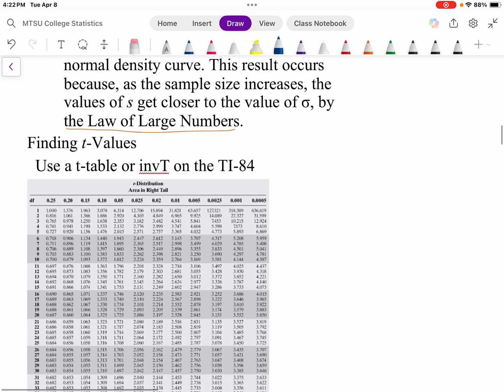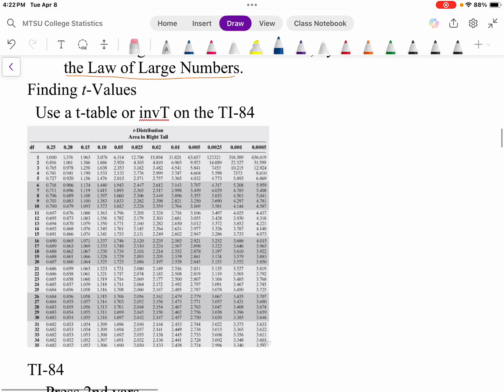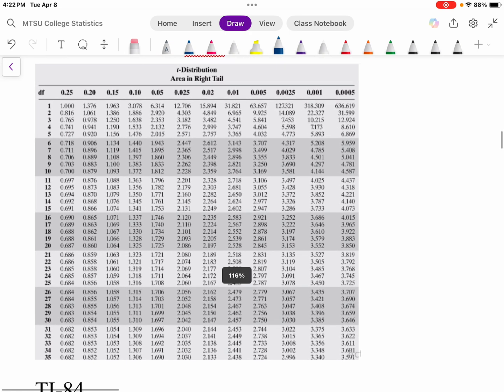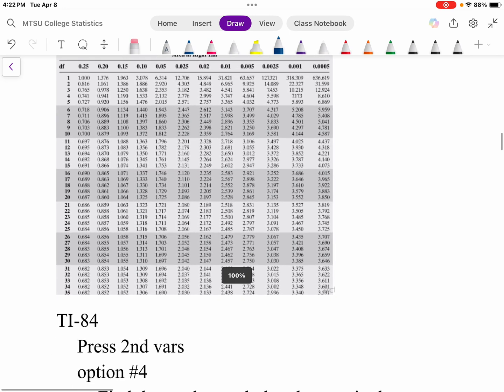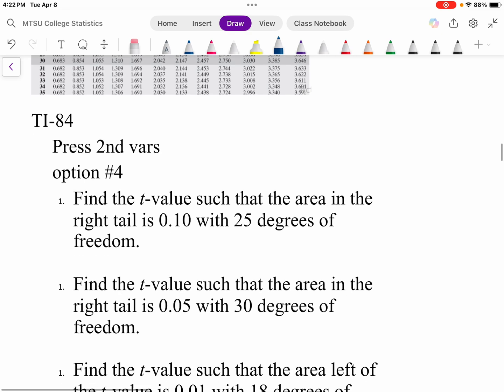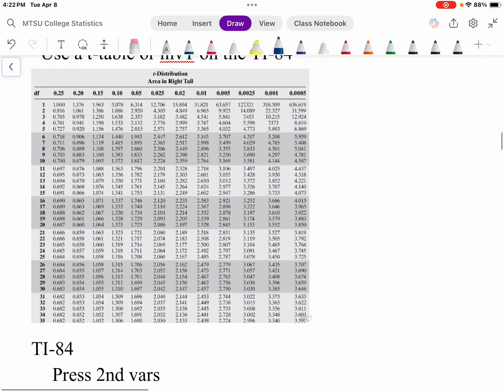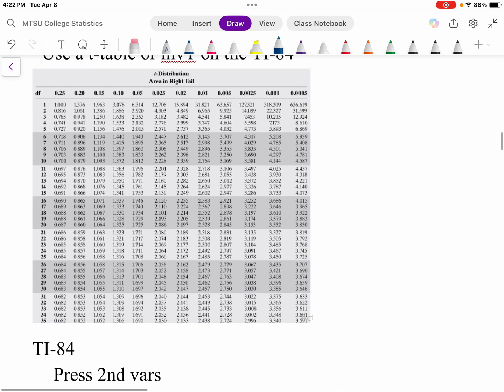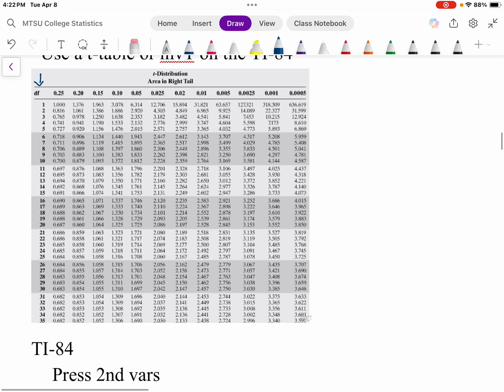Now, how do we find the t-values? You have two options. You can use this table here, or you can use the calculator. The challenge with the table is I only got part of the table here just to give you an idea. The left-hand column is our discrete degrees of freedom, so df is our degrees of freedom.